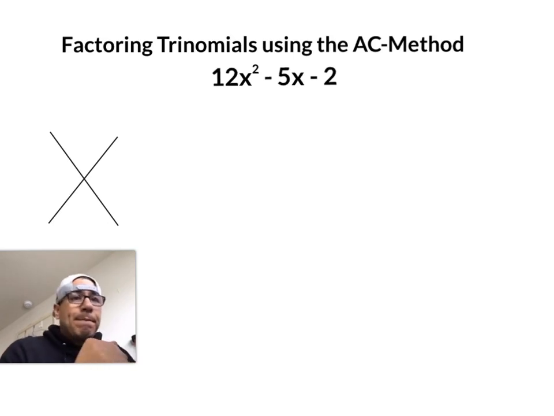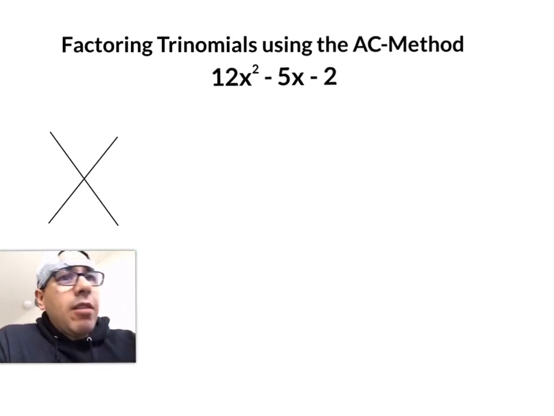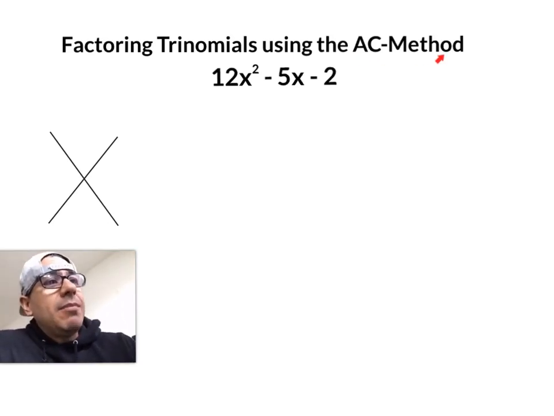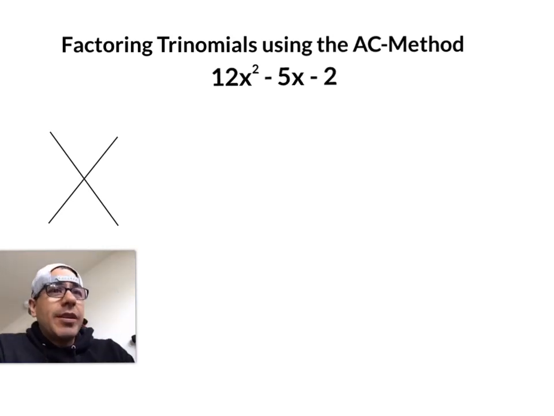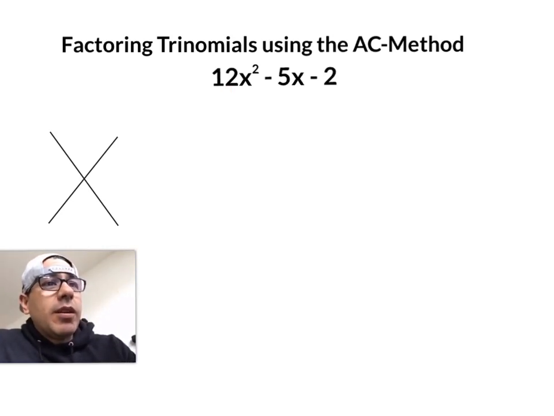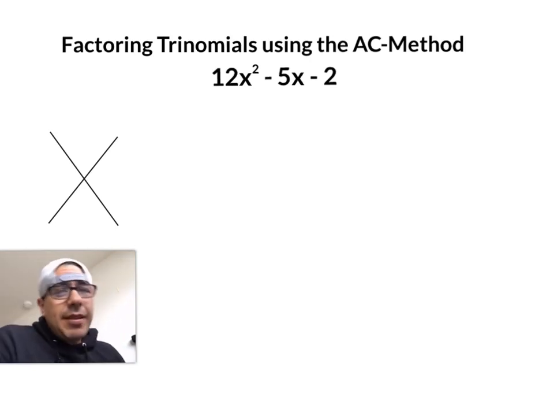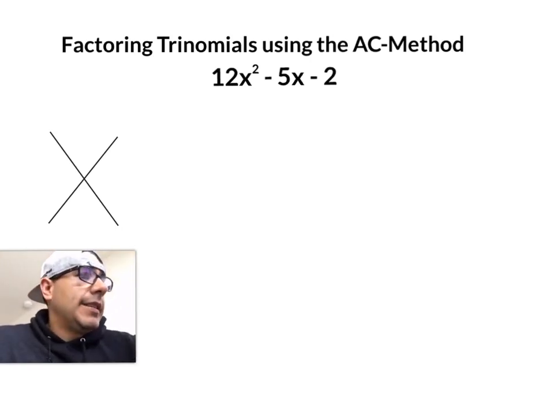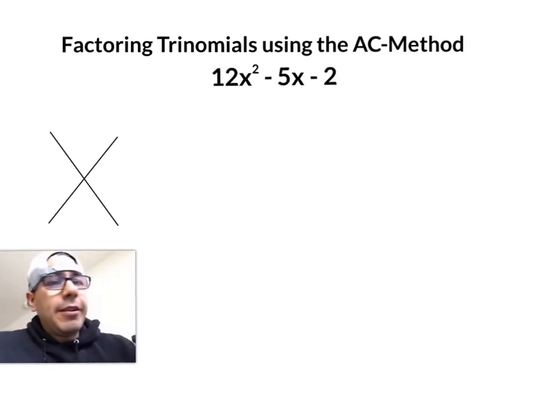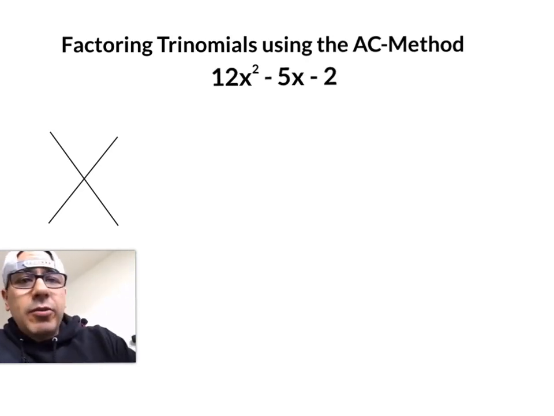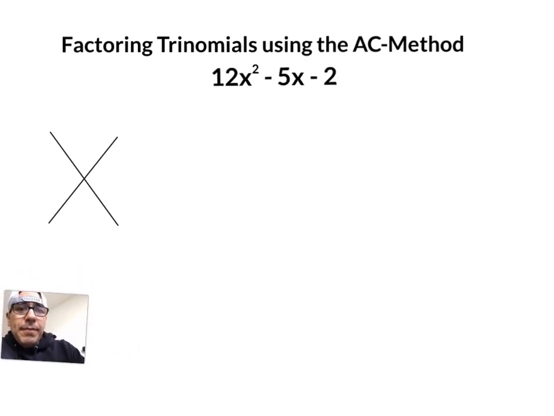Today we are learning how to use the AC method when factoring a trinomial, 1, 2, 3 terms. All right, so let's get down and let's get dirty here. First, let me shrink myself. When we have 1, 2, 3 terms, make sure everything's in descending order.